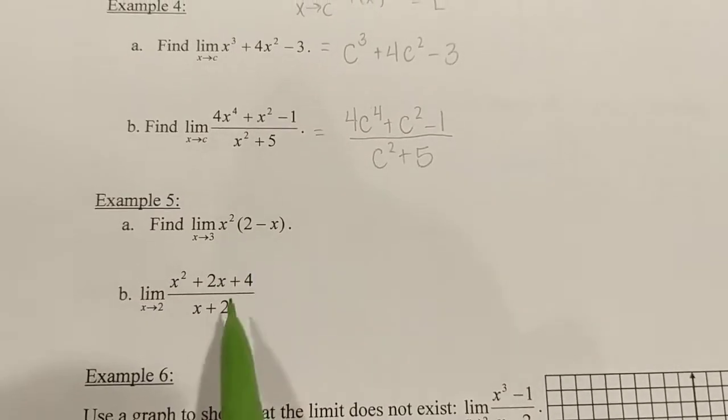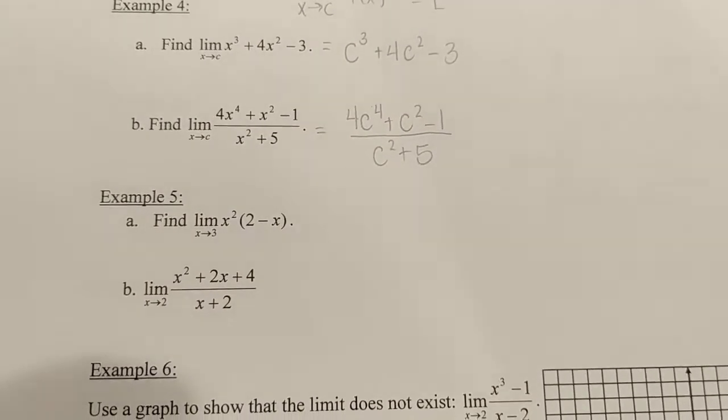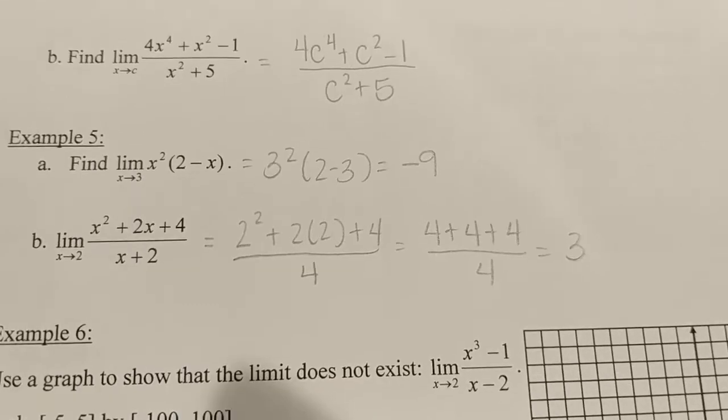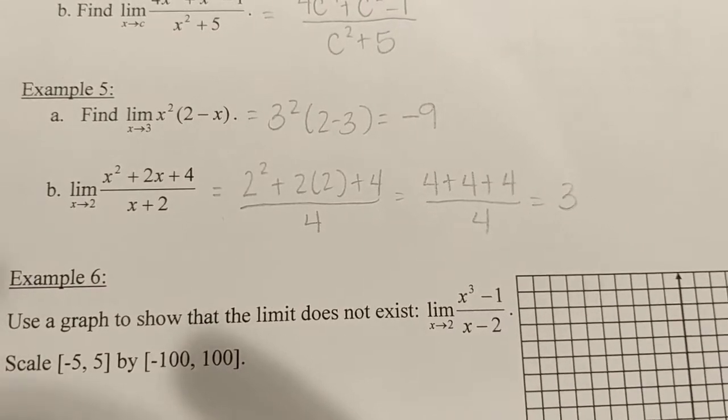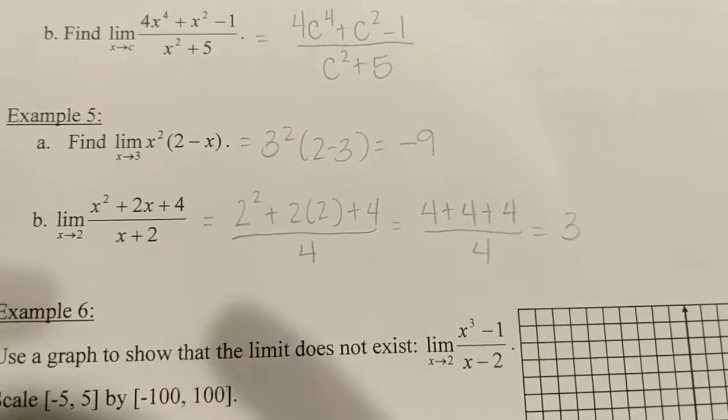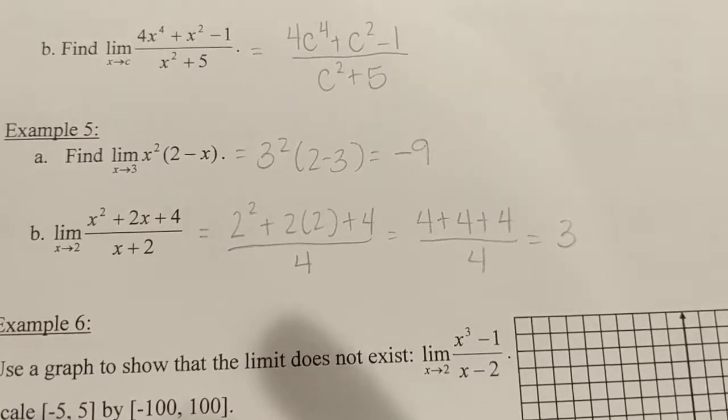Now I'd like you to try the next two and see what you get. For the first one, you should have ended up with -9, and for the second one, you should have ended up with 3.